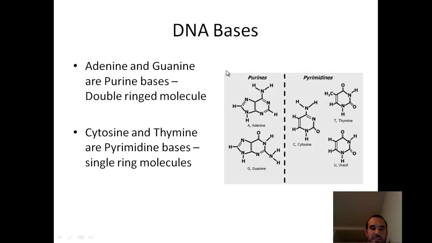Okay, so DNA bases. Adenine and guanine are purine bases. Right here, they're two rings. And cytosine and thymine are pyrimidine bases. These are single-ringed molecules. Uracil here, we're going to talk about this later when we talk about RNA, so don't worry about that now. Just focus on cytosine and thymine.